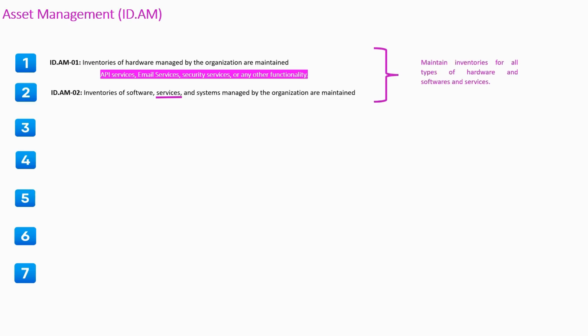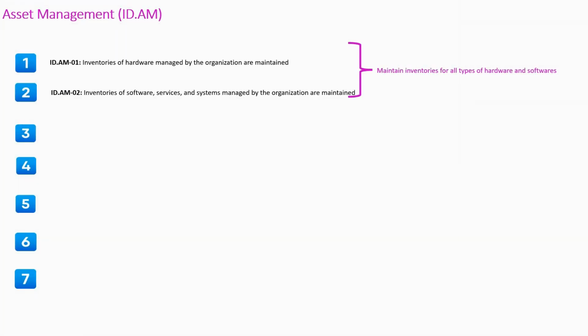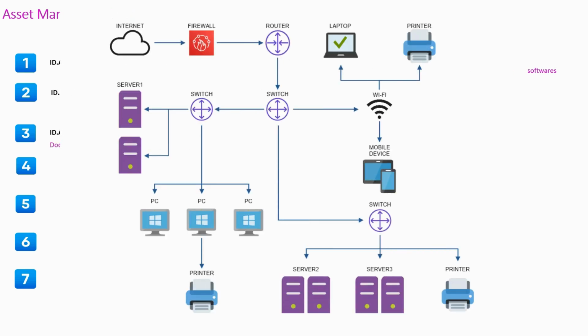So, the very first and most important step is to identify all the hardware, software and services that your organization uses and make an inventory of the same. Let us now discuss the third subcategory. It requires maintaining a network diagram. To implement this, you need to document the layout of your wireless as well as wired network.